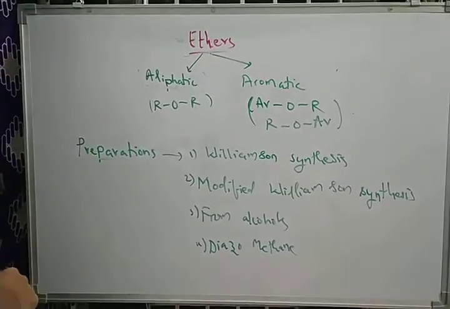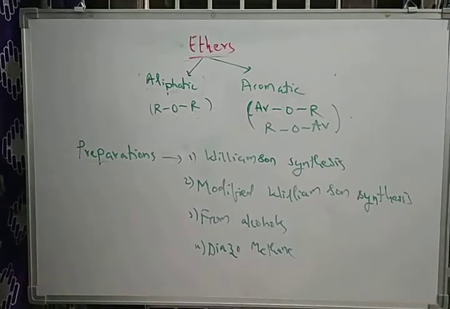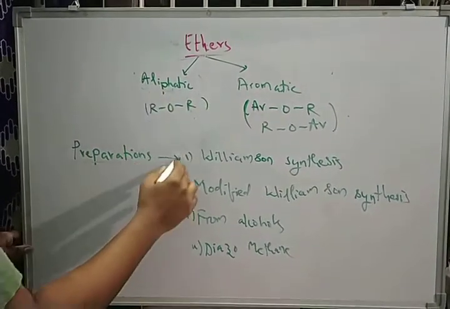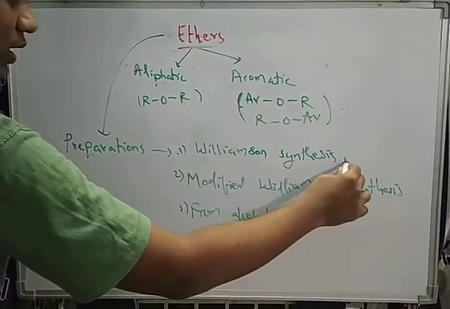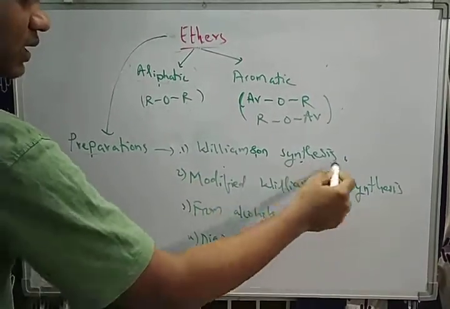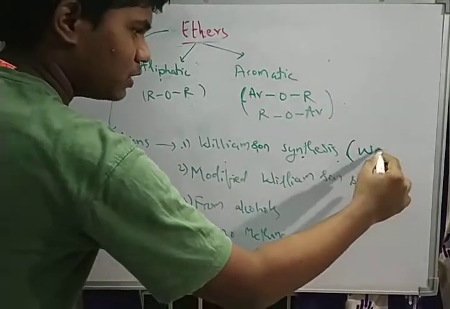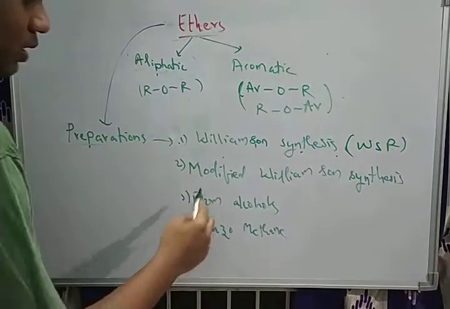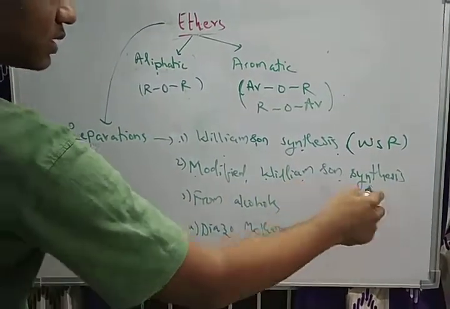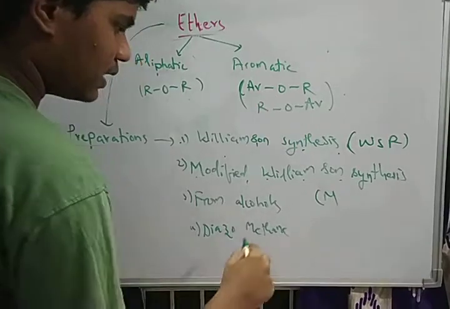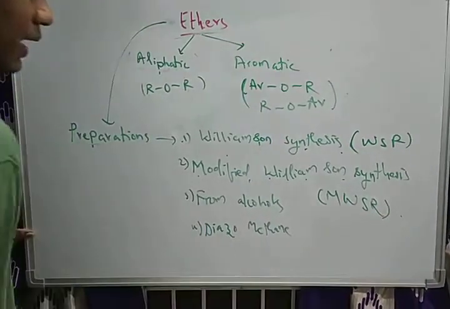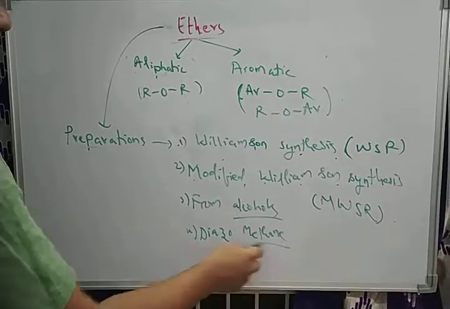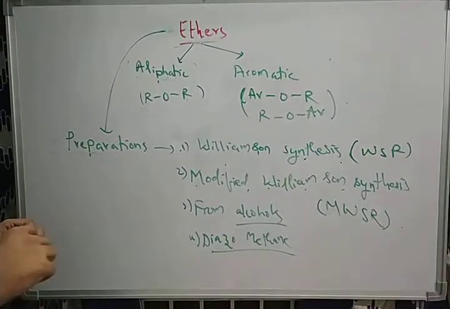So, preparation of ethers. Basically, ethers can be prepared by four methods. First one is the Williamson synthesis reaction, which can be written as WSR. Next one, modified Williamson synthesis, written as MWSR. And next, from alcohols and from diazomethane.